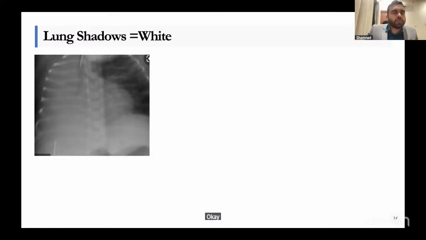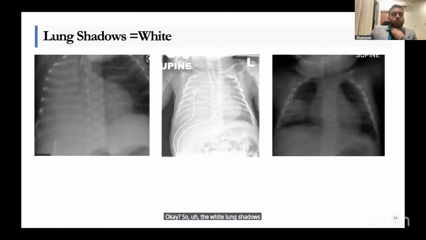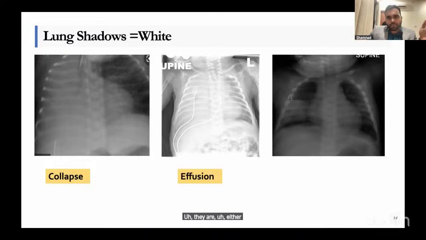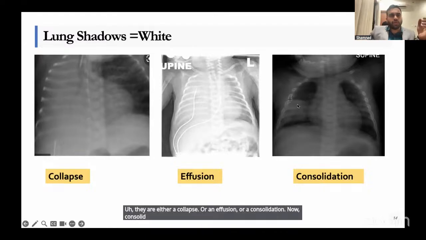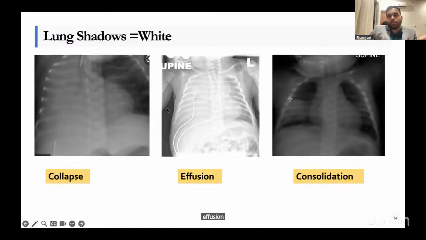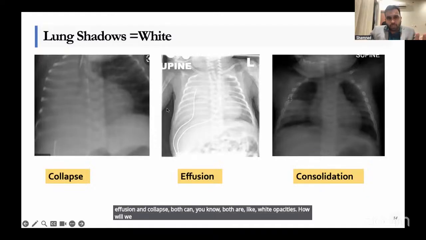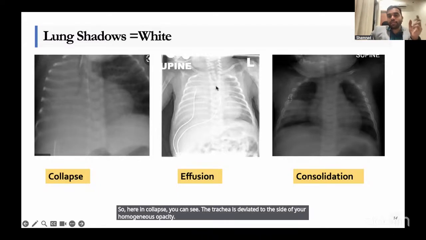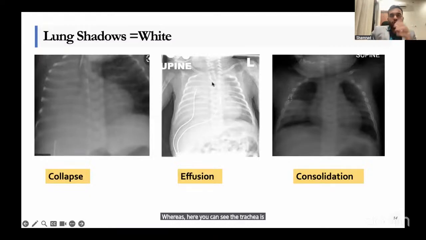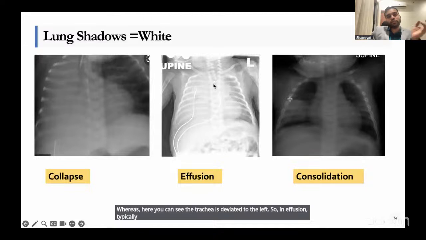The white lung shadows which we normally encounter in an X-ray are either a collapse, an effusion, or a consolidation. Consolidation we usually only rarely encounter in neonates. Effusion and collapse both are white opacities. How will we differentiate between both? Here in collapse, you can see the trachea is deviated to the side of the homogeneous opacity, whereas here you can see the trachea is deviated to the left. So effusion typically will cause the mediastinal shift to the opposite side, whereas collapse will cause the shift to the same side.